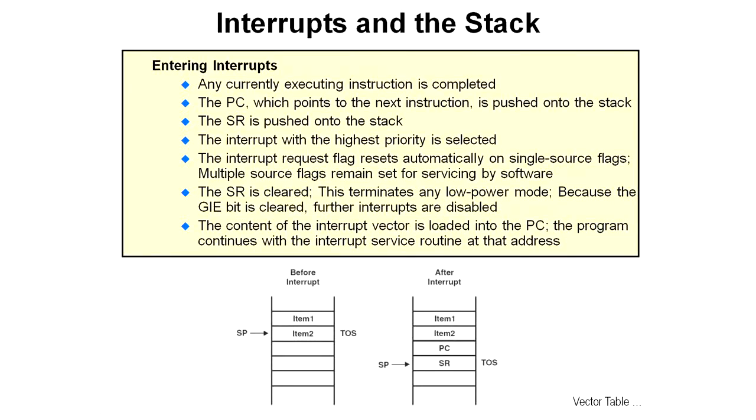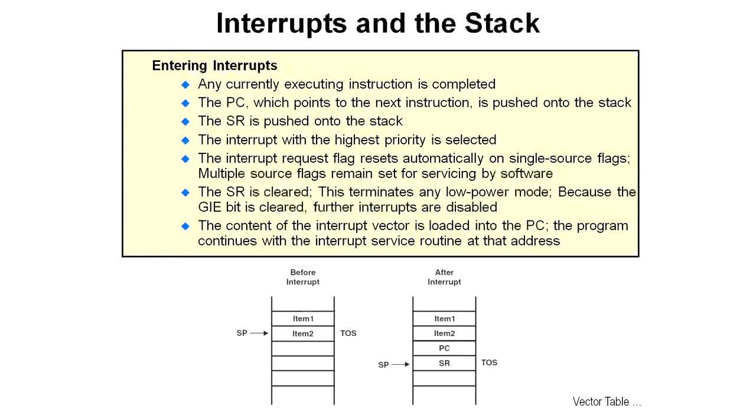So once that's done, the status register gets cleared. That means any low power mode gets terminated. We're back to active state. Also, the global interrupt enable bit gets cleared, so that will disable any further interrupts. That's a good thing. It's one of the first rules of microcontroller programming that you don't make nestable interrupts. Of course, that's also the first rule that's broken, that people make interrupts nestable. But that means you have to take a lot of care to do that. We'll talk more about that later.